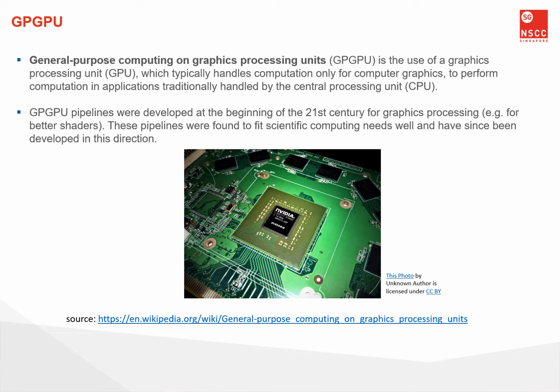So first of all, what is a GPU? It's also commonly called a GPGPU, or General Purpose Computing on Graphics Processing Units. This is the use of the graphics processing unit, which is typically used to handle computer graphics, to perform computations in applications normally associated with the CPU. One of these tasks would be the computations needed for AI, for things like neural networks. Now, the GPGPU pipeline was developed at the beginning of the 21st century, around the year 2000, for graphics processing. For example, using what we call shaders, which give you the look and the 3D effects within the graphics screen. Now, these same pipelines can be used to handle scientific computations, such as the ones needed for machine learning and deep neural networks.